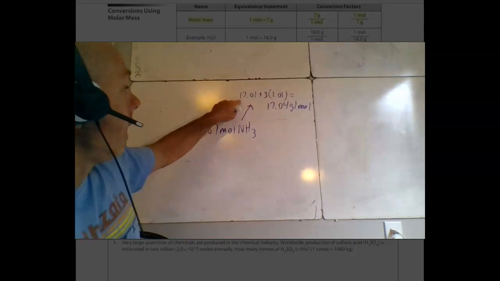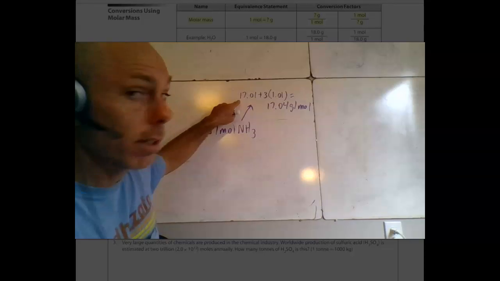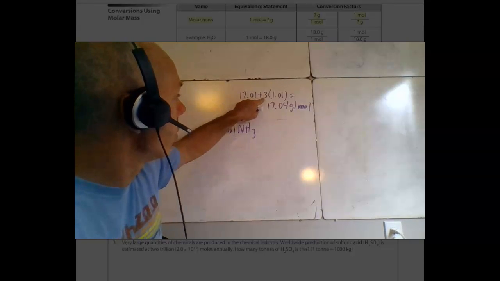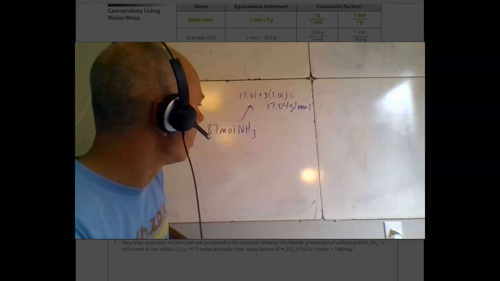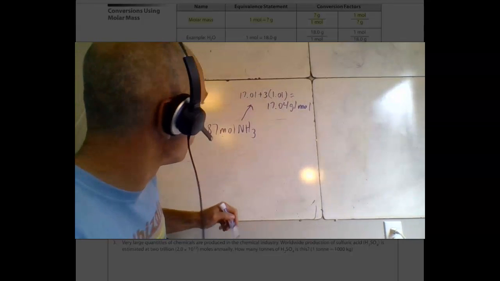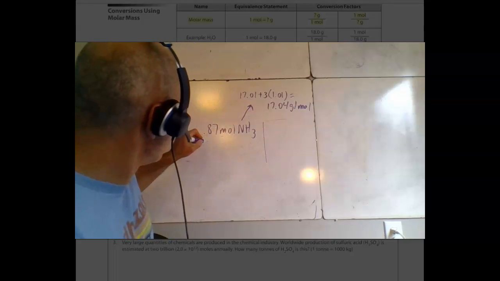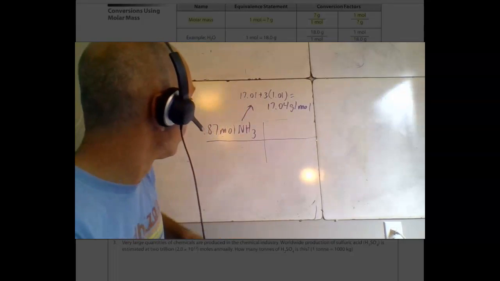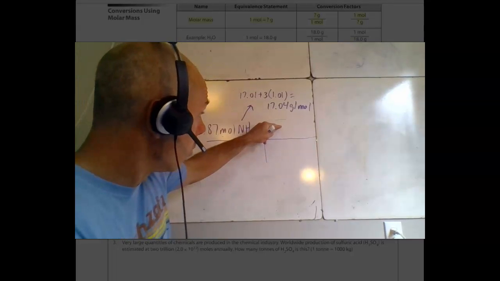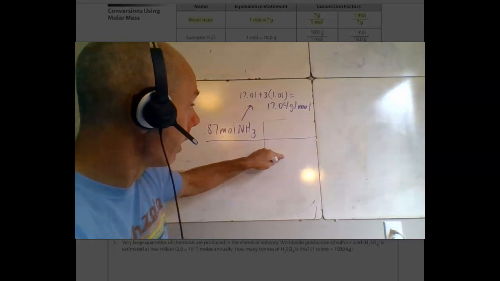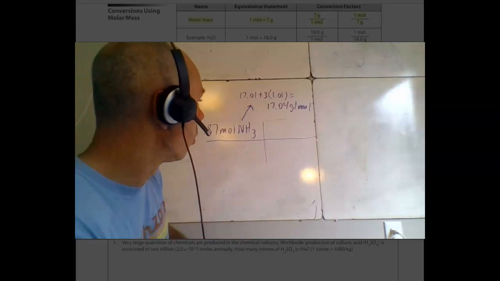NH3 has 1 N in it. Each nitrogen weighs 14.01 grams per mole. There's 3 hydrogens, each weighing 1.01 grams per mole, and the sum of those numbers is 17.04 grams per mole. So I've got my molar mass. I now need to write that in my DA box. Well, I can either write 17.04 grams over 1 mole, or I can write 1 mole over 17.04 grams.